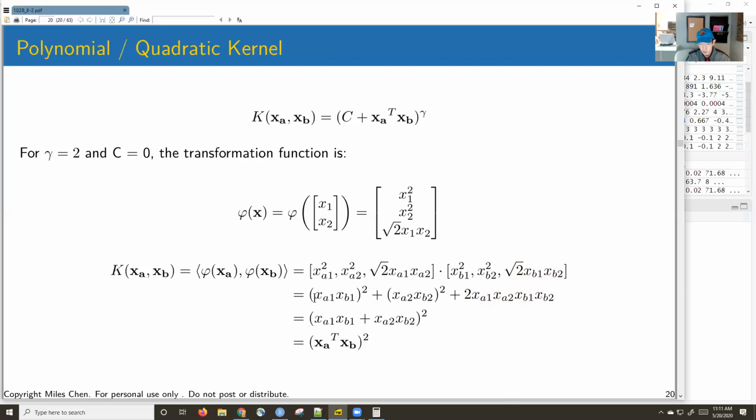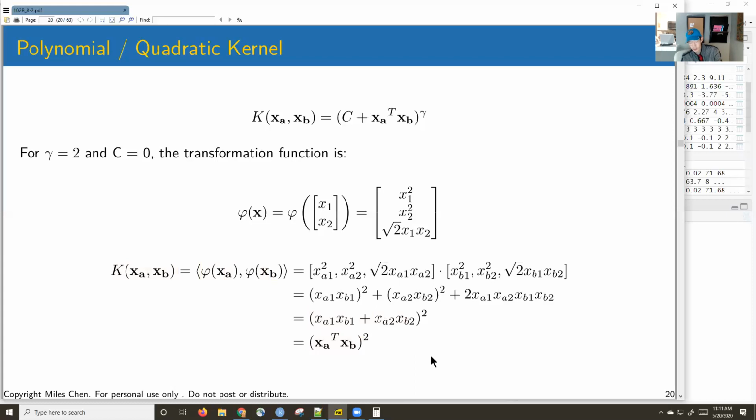If we have a sharp eye, we can recognize that this whole thing is equal to this quantity squared, and the whole thing inside here is the dot product, or the inner product, of xa and xb. So it's just xa transpose xb quantity squared. And so again, this kernel function is the equivalent of applying this transformation to xa and xb, and then taking the inner product.